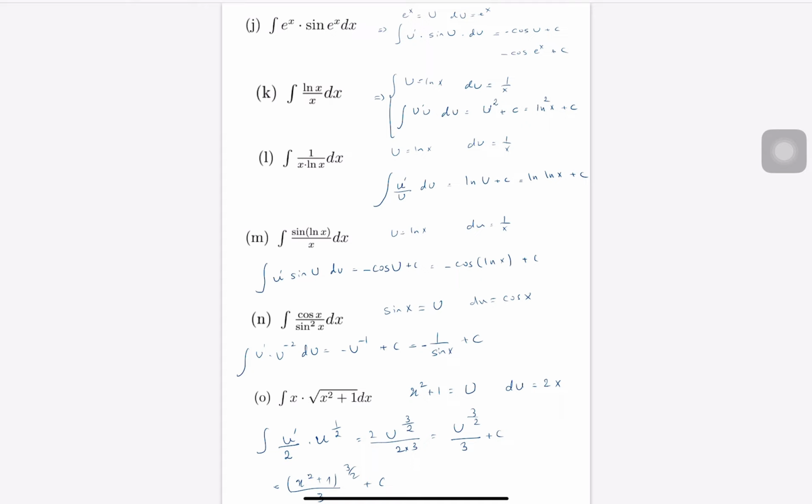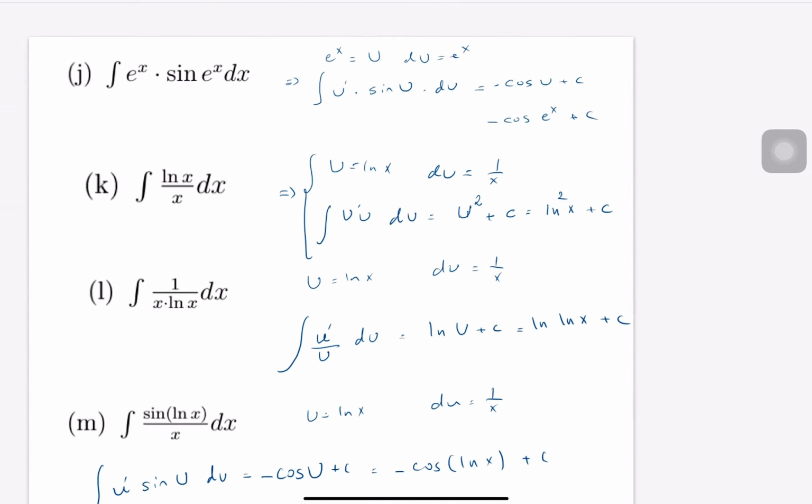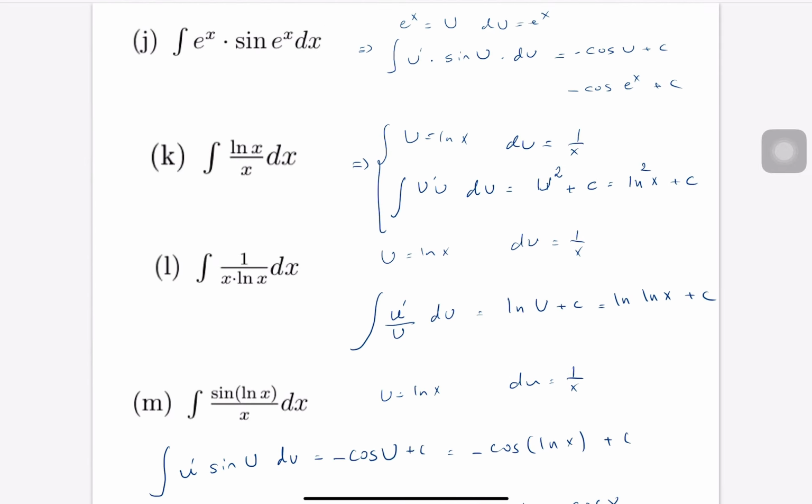You can see here again the same situation. Integral of e power x multiplied by sine e power x. Again, e power x is u, and the derivative of this will be e power x again. Then I can say it is a u prime, and it is sine u. And the integral of this formula is minus cosine u plus C. And now I put e power x instead of u, and the result will be final.